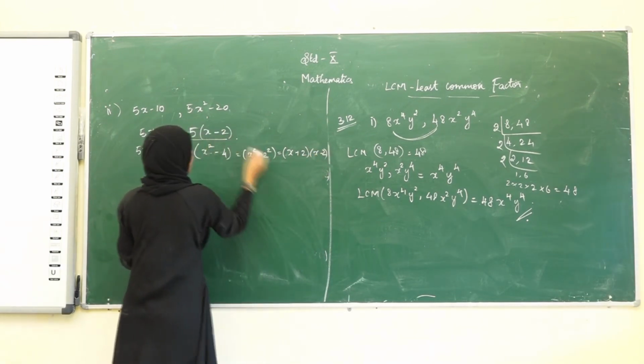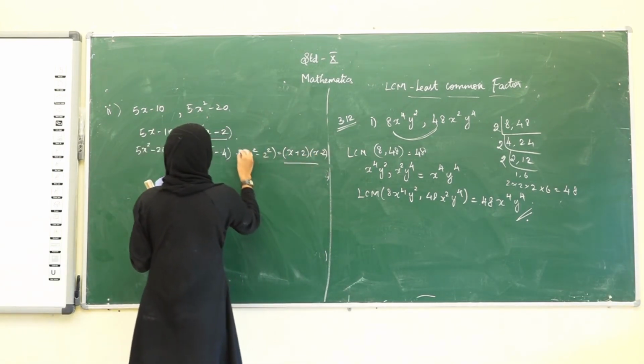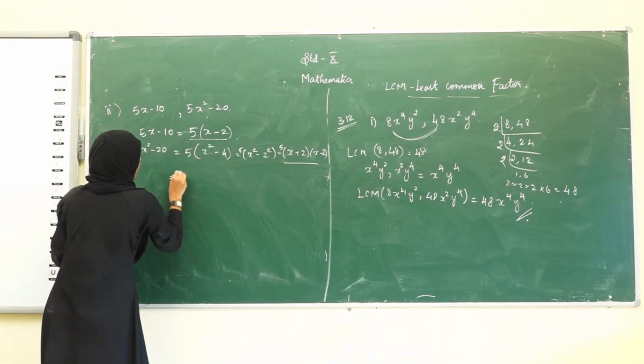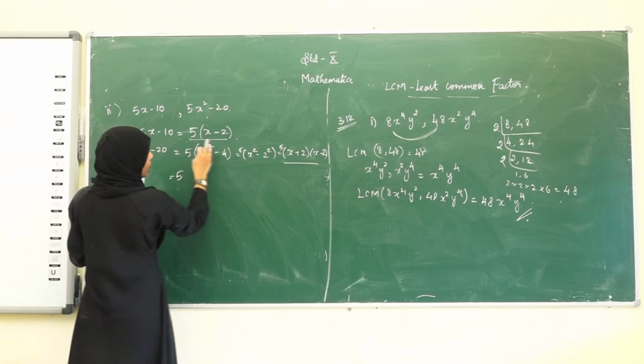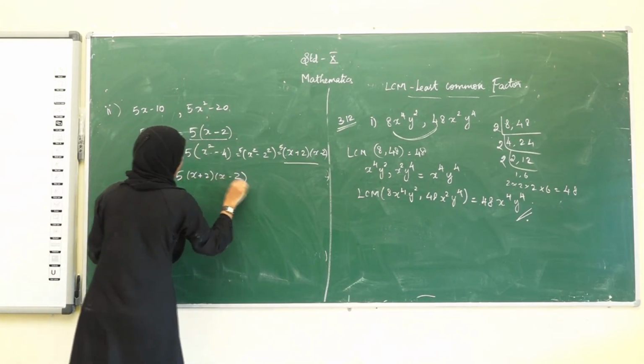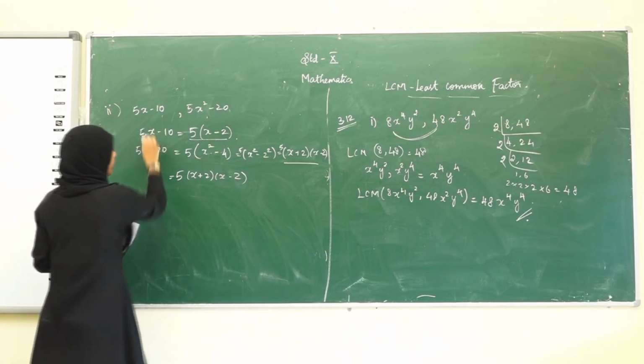And considering this term and this term, we have 5 here, right? So 5 is the coefficient, we take 5, and x plus 2 into x minus 2. This is the LCM of these two terms.